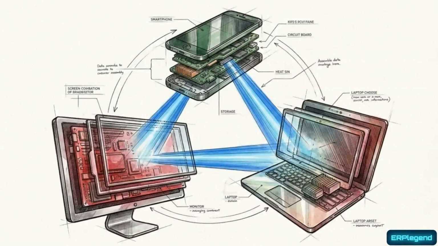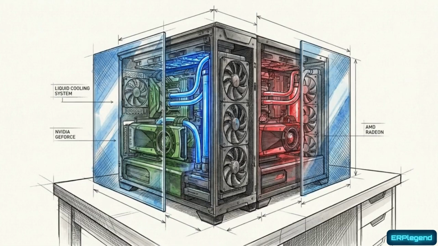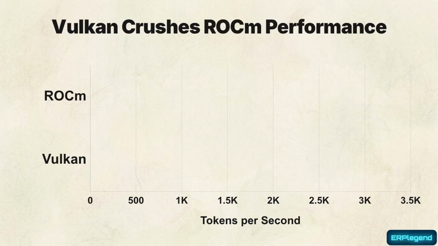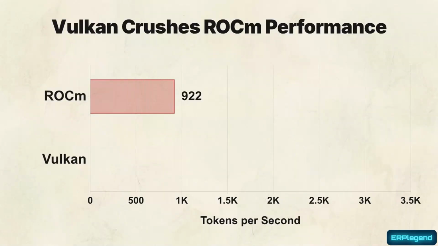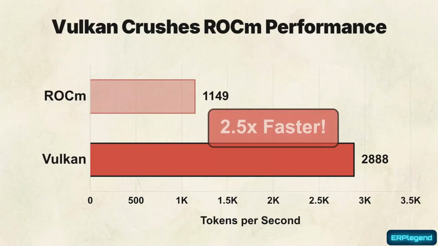Vulkan is an open-source, cross-platform graphics API, inside your phone, inside your Mac, and your desktop. For years, it has mostly ensured your screen draws windows and games properly. This chart measures token generation on AMD's newest RX 9070 XT GPU. A 500-token prompt through AMD's official ROCm stack manages 1,149 tokens a second. On the exact same card, the Vulkan backend hits 2,888 tokens a second.